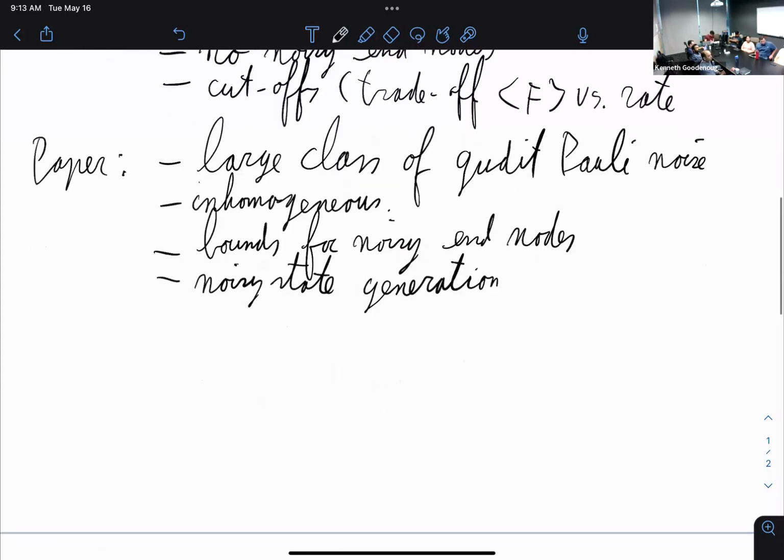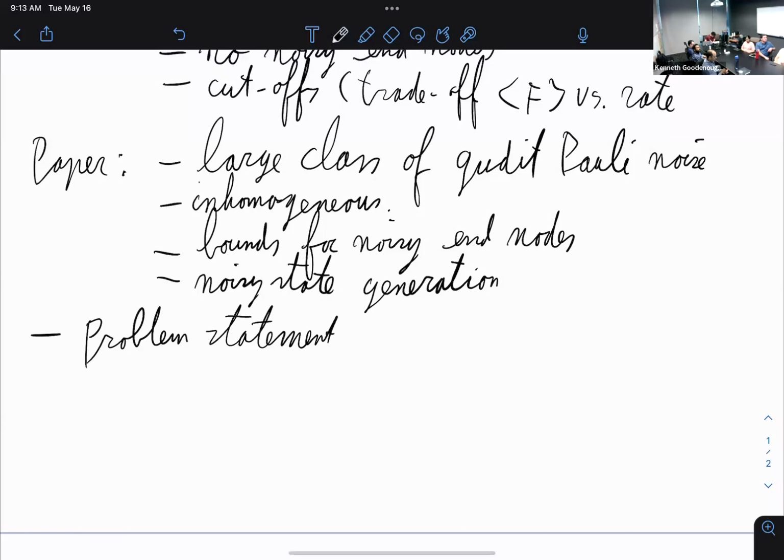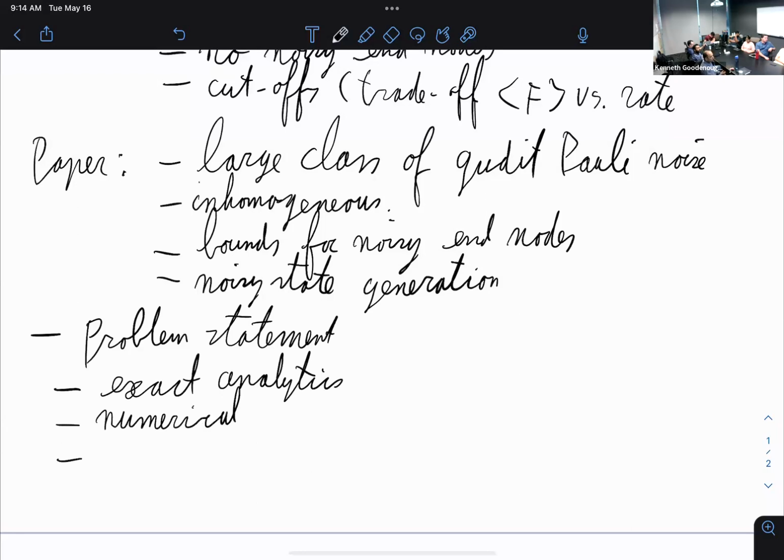Okay. So I said that our goal is to understand this average noise. And so first, I'll formally write down what I mean with this. I'll give this problem statement. And then there's three ways I tackle this problem in the paper. I give exact analytics, and that's also something I'll talk about in this talk. I give a numerical approach. And then there's analytical lower bounds. I won't have time to talk about that.